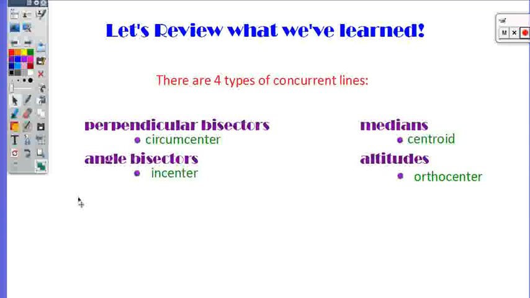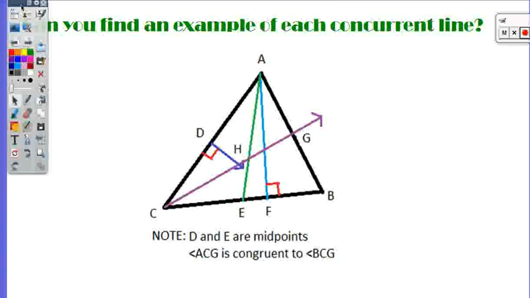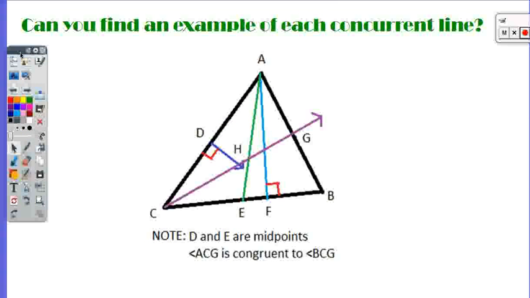Now, let's look at a picture of all of these lines drawn. Can you find an example of each type of concurrent line? Let's start with the first one, the perpendicular bisector. The perpendicular bisector, remember, started at a midpoint and formed a right angle.